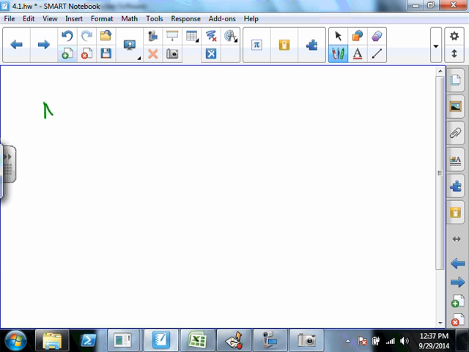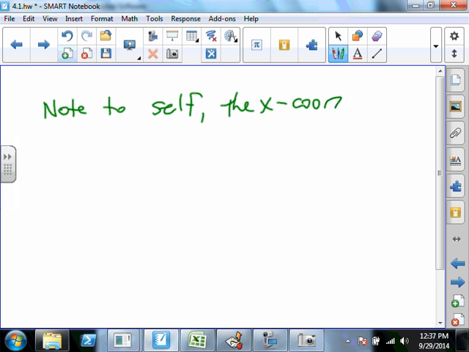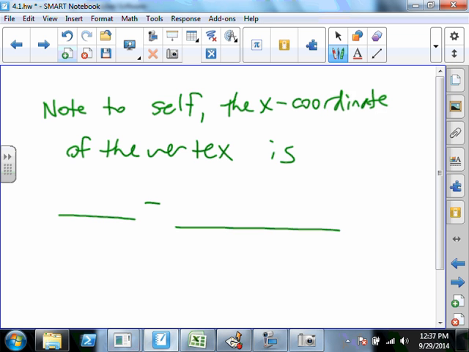Note to self: the x-coordinate of the vertex. Isn't it always the opposite of what we expect it to be? So how did we say that last week? We used two fancy words, hyphenated like that. It's the opposite of what we think. Thinking is called intuition. So this is the opposite of what we would think. Remember that? The x-coordinate of the vertex is counterintuitive.